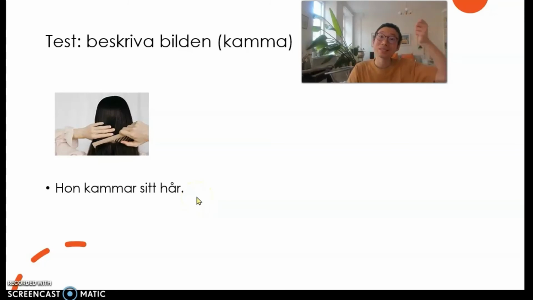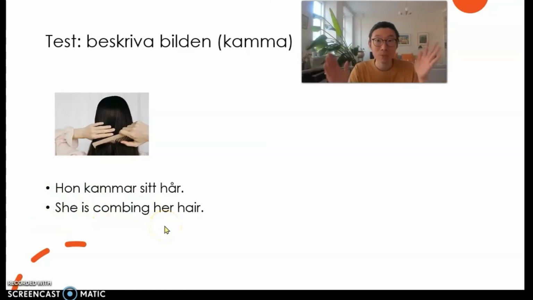Hon kammar sitt hår. In English, it would be the same. She is combing her hair. So you see the problem? In Swedish, we have this set of pronoun to describe specifically about the ownership.